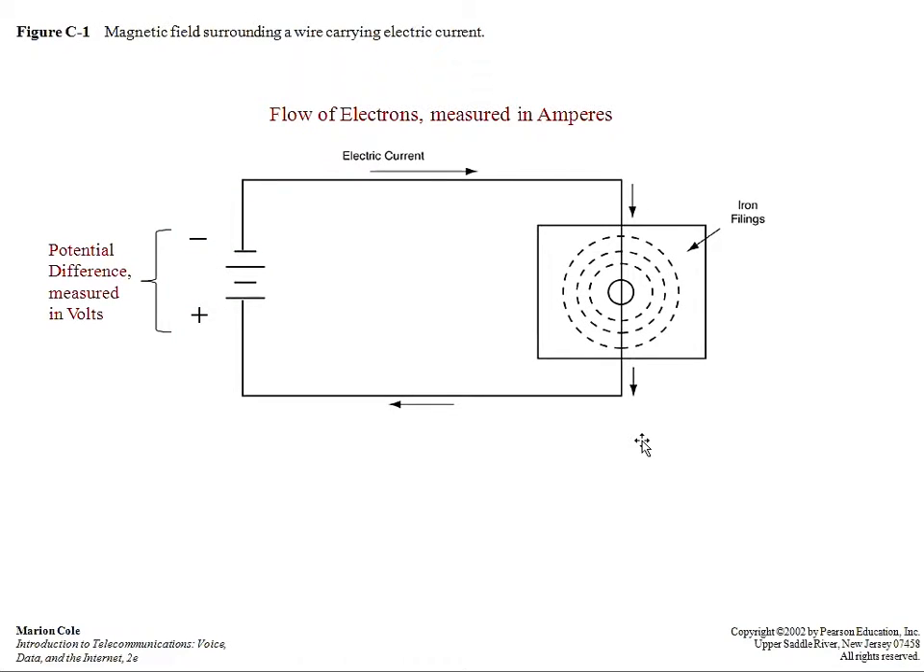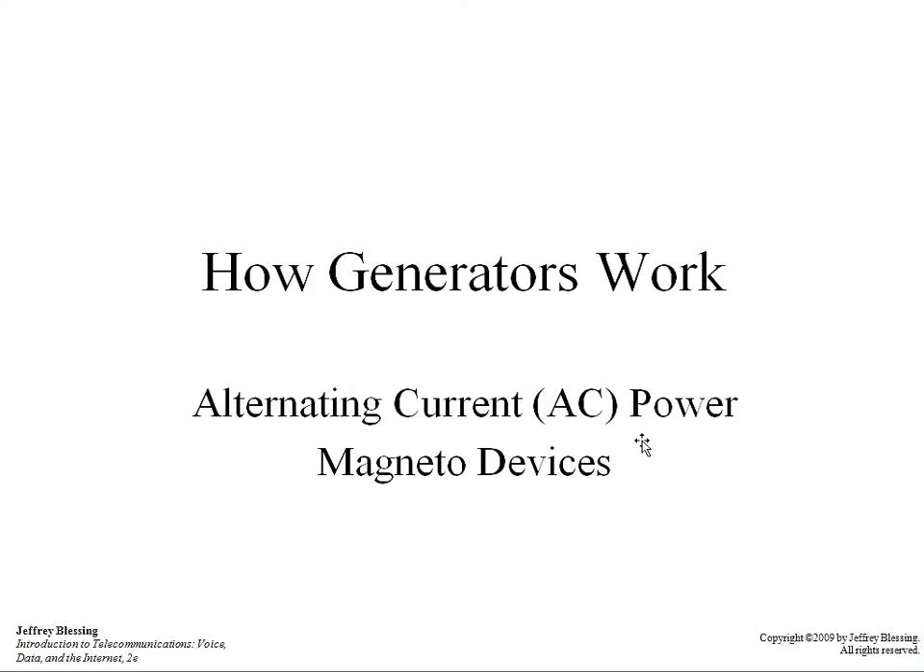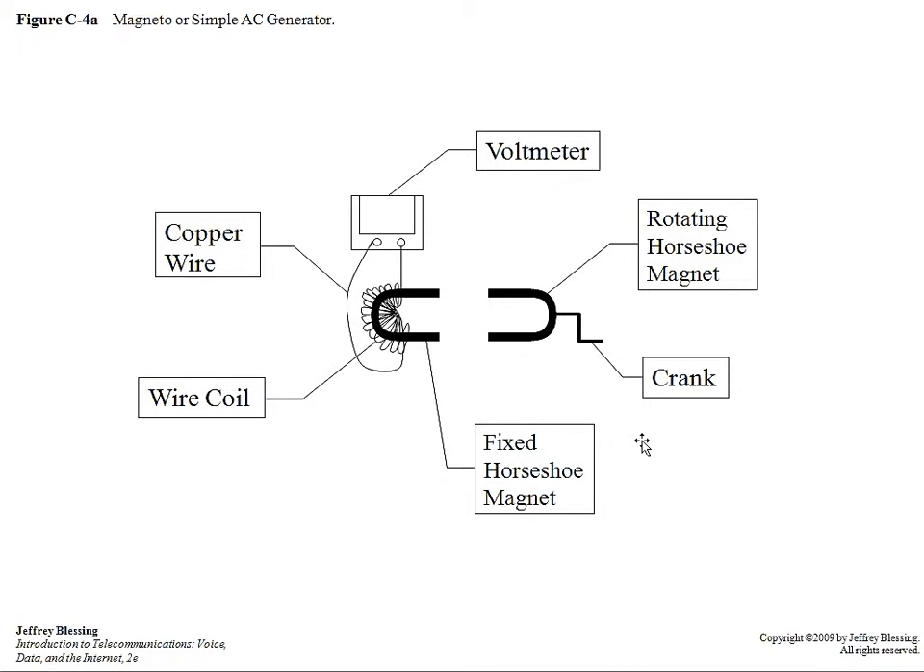We can then go apply the magnetic property to moving magnetic fields and create a simple kind of AC generator called a magneto. The crank on one horseshoe magnet rotates this magnet through 0 through 360 degrees back to 0 and repeats again.